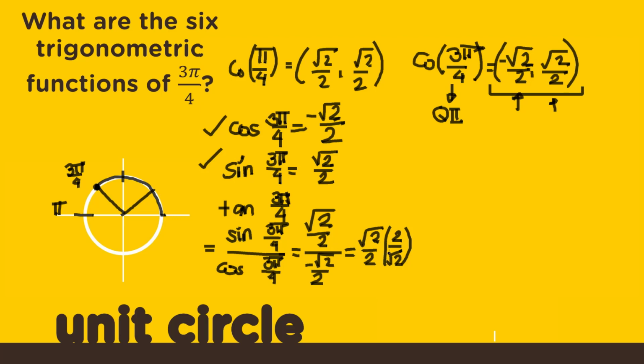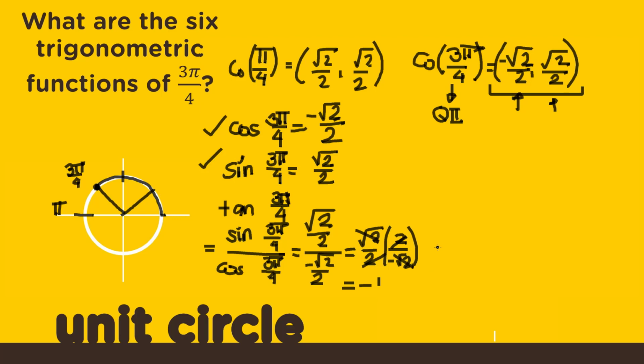Take note that this is, by the way, negative. So we have here 2 over negative square root of 2, by the way. Okay? So we're going to cancel that. We're going to cancel this. You have negative here. So tangent 3 pi over 4 is negative 1.